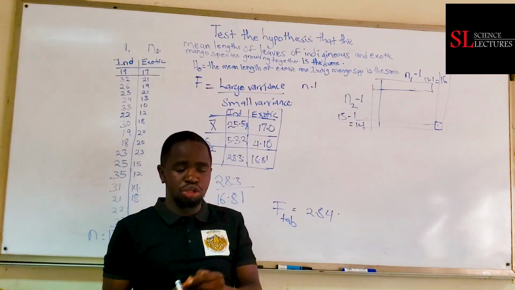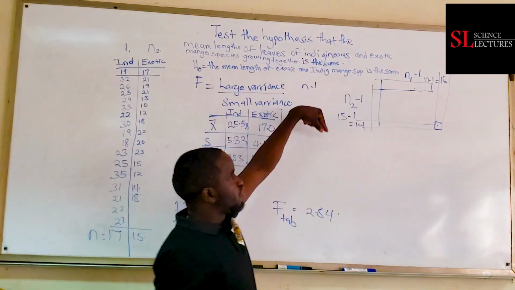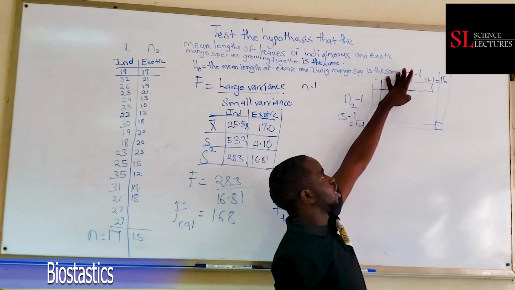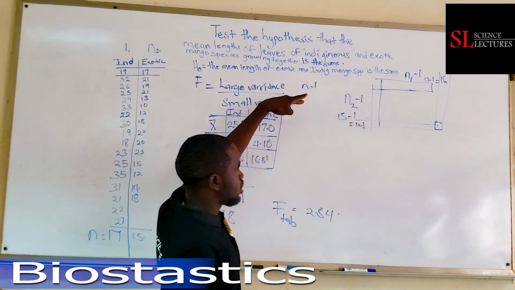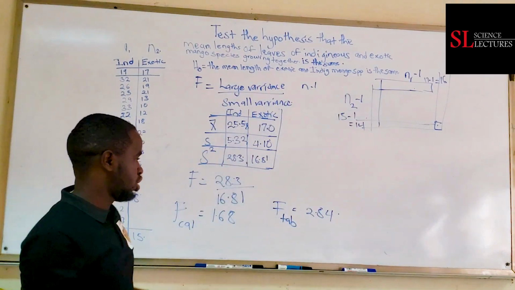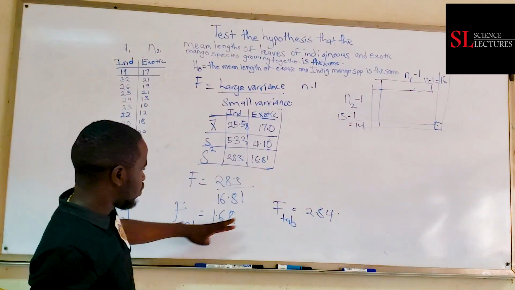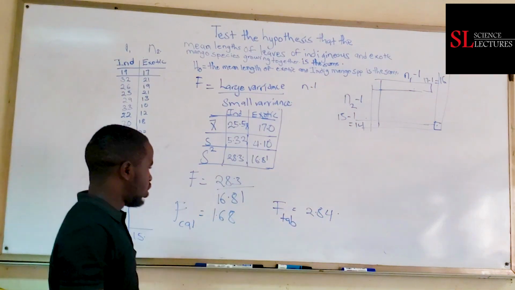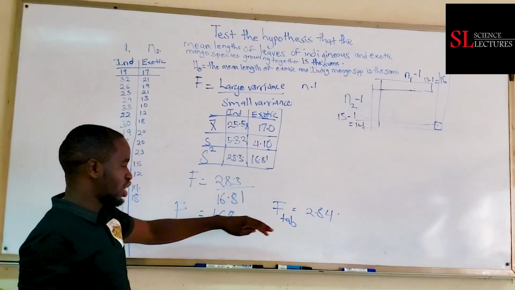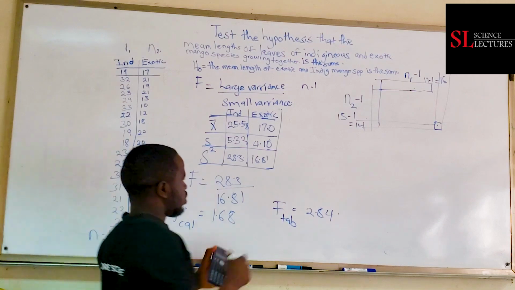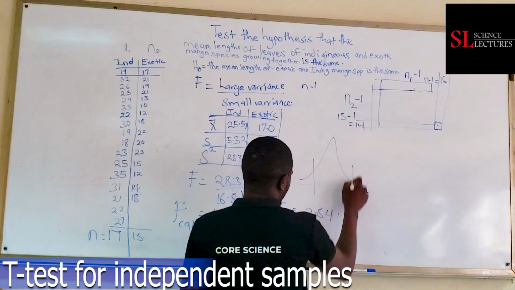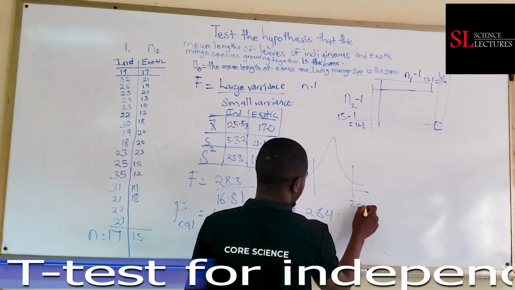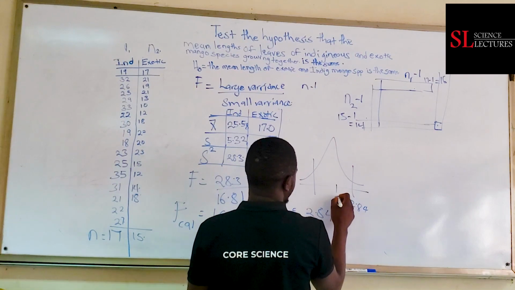I repeat, the critical value for F or F tab is found in Appendix 8 alongside the F distribution table. Degree of freedom for the table is n1 minus 1 and n2 minus 1. What is n1? That will depend on your choice. So my critical value is 2.84. So you can see that the tabulated value is greater than the calculated value. If I am to sketch this briefly, I have 2.84, then I have 1.68.